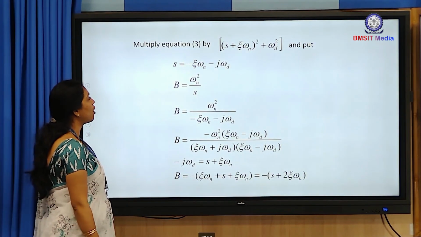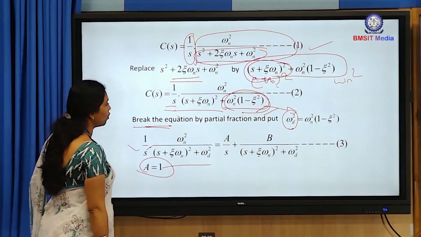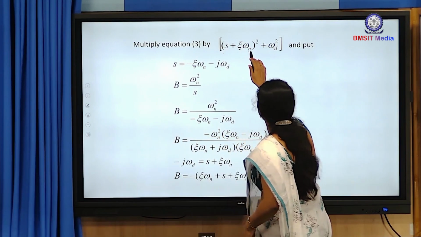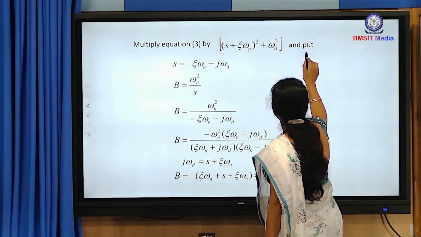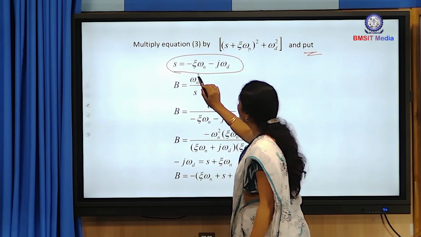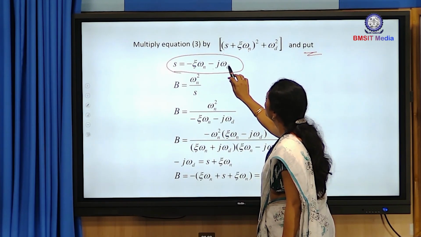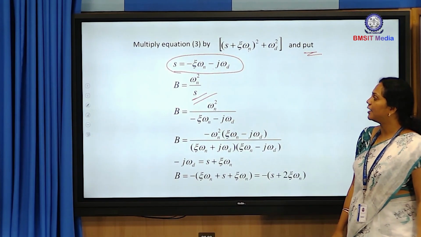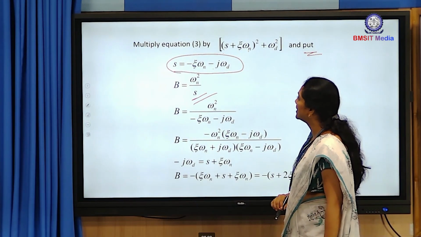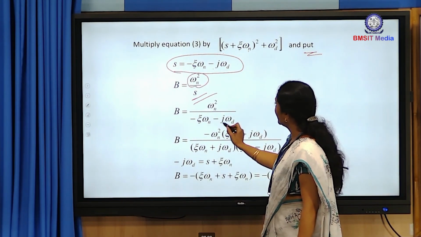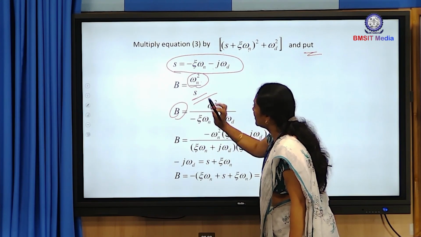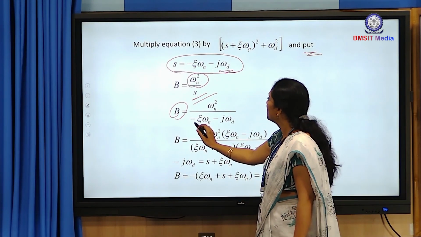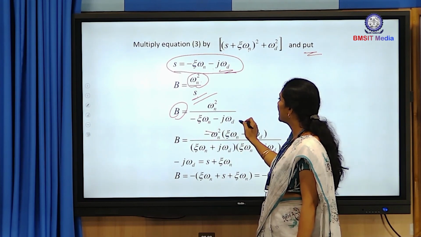If I consider the value of a to be equivalent to 1 and also multiply this particular equation number 3 by s plus zeta omega n square plus omega d square and put the value of s to be minus zeta omega n minus j into omega d, and the value of b to be equivalent to what? Omega n square divided by s. Now how do I get this? This here whatever is there is the b value. So omega n square divided by s. What is the s substitution that I am making? The substitution for s I am making is minus zeta omega n minus j omega d.